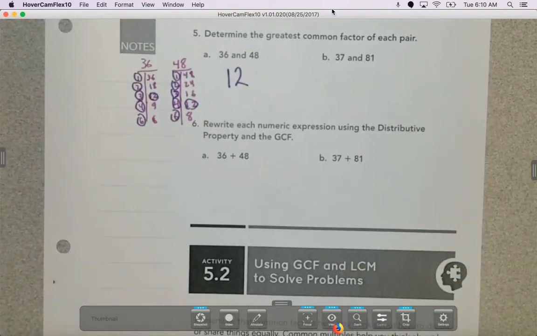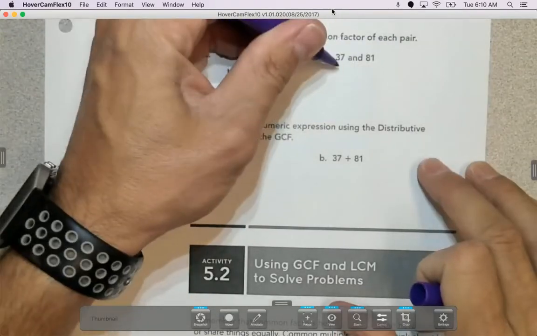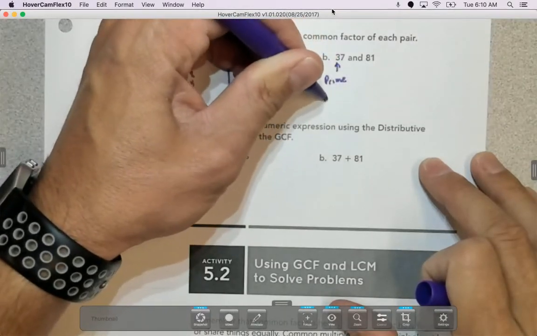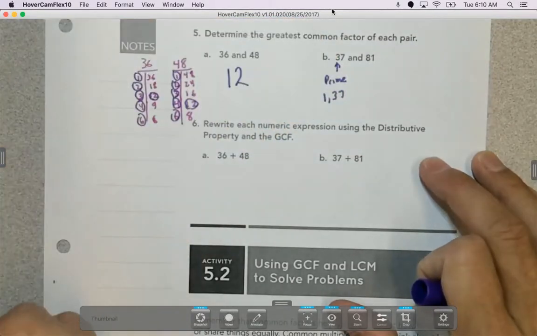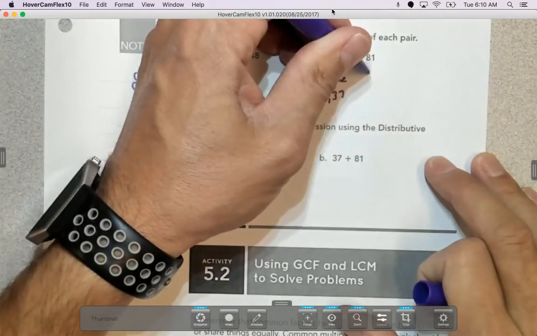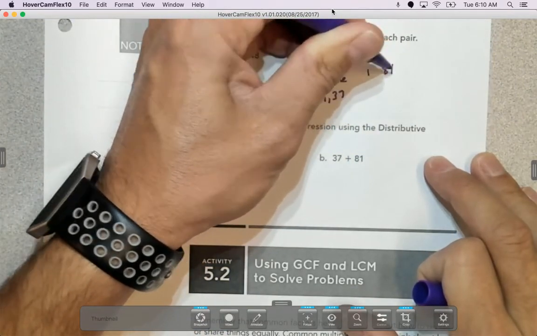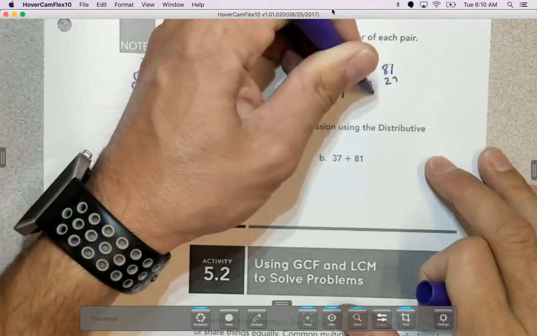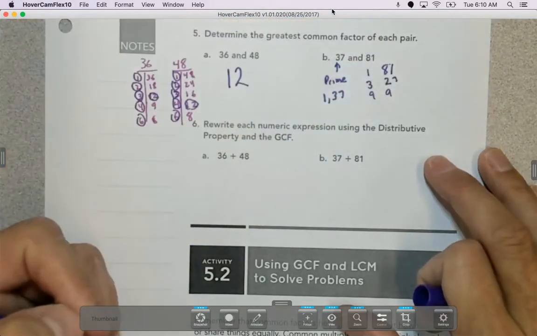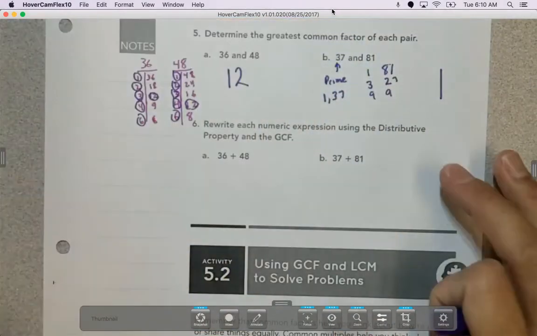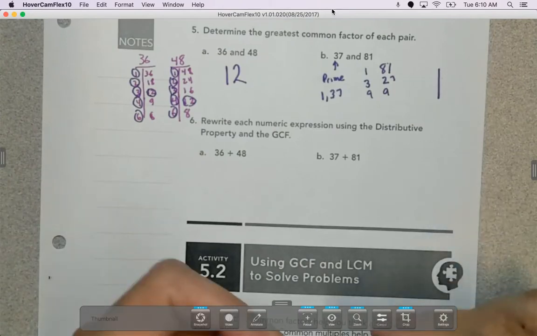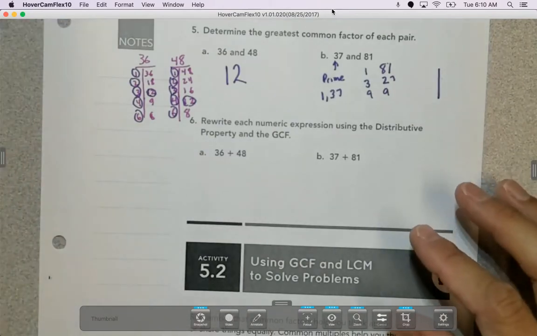37 and 81. I know that 37 is a prime number. It's a prime number because its only factors are 1 and 37. For 81, I know it's 1 and 81, and then I know it's 3 and 27, and then it's 9 and 9. The only common factor there is 1. 37 and 81 are relatively prime to one another. Okay, that was that vocabulary term from the previous page.